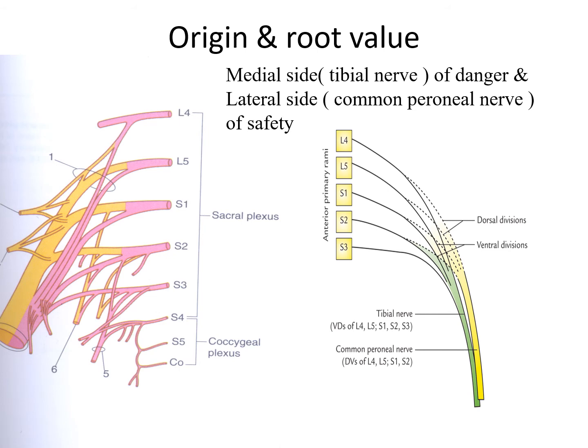First, the origin and root value. You see L4, L5, S1, S2 and S3 develop from the lumbosacral plexus, and the sciatic nerve originates from it. So the medial side is the tibial nerve, the nerve of danger, and the lateral side is the common peroneal nerve, the nerve of safety. Medially there is the tibial nerve and laterally there is the common peroneal nerve. These are the origin and root value of the sciatic nerve: L4, L5, S1, S2 and S3.